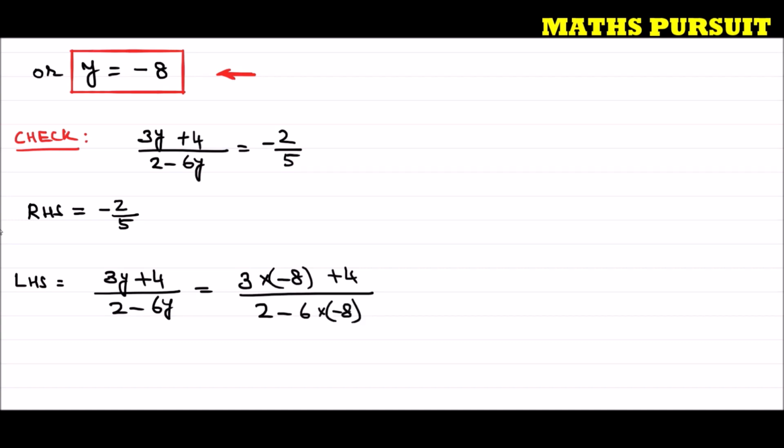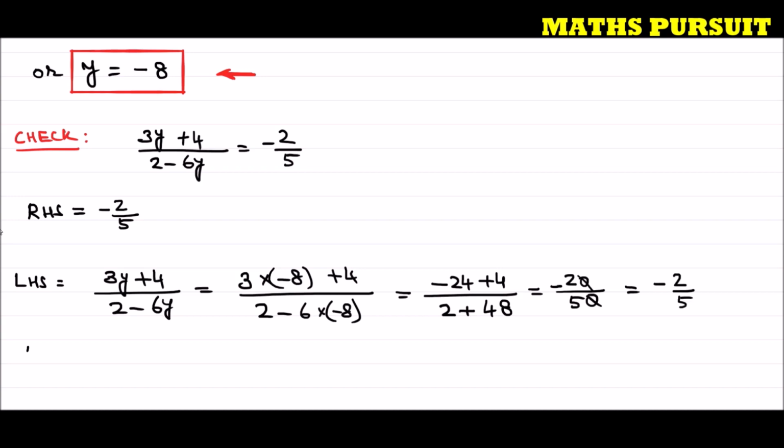Hope guys I am very clear till here. Now 3 into minus 8, 8 3s are 24. So minus 24 plus 4 divided by 2 minus 6 into minus 8 is plus 48. 8 5s are 40, 8 6s are 48. So that is equal to minus 24 plus 4, which is minus 20, divided by 50. This 0 cancels out. We are left with minus 2 upon 5.